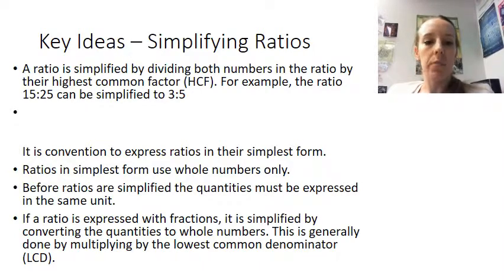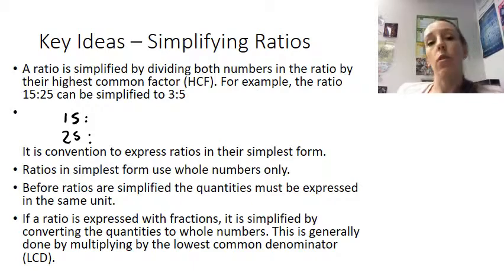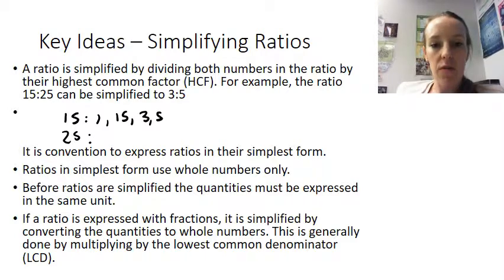So a ratio is simplified by dividing both numbers in the ratio by their highest common factor, so their HCF. So for example, the ratio 12 to 25 can be simplified as 3 to 5. So for instance, we've got 15 and we've got 25. So we just list their factors. So we have 1 and 15. We have 3 and 5. For 25, we've got 1 and 25, and we've got 5. So obviously our highest common factor is 5.